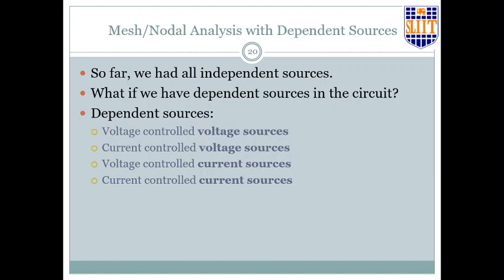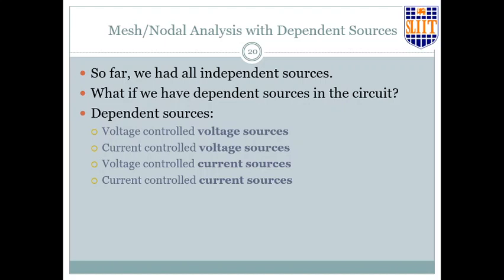Right, so far we had all impedance sources, like all the voltage sources. We knew exactly the voltage or the current. All the sources, voltage sources, current sources, were definite sources, so they were independent sources. If it was 5 volts, it was 5 volts, so there was no dependency on it. Now we look at what if we have dependent sources in a circuit.